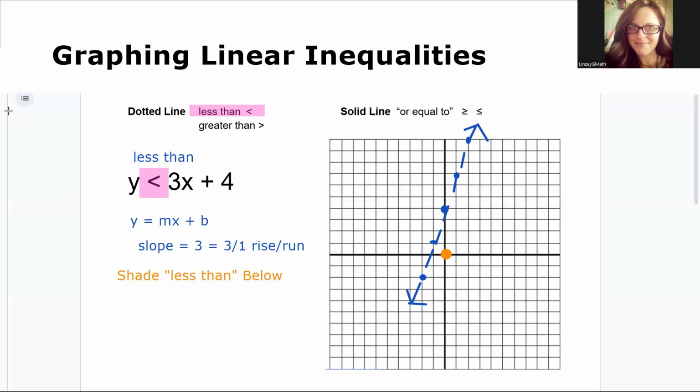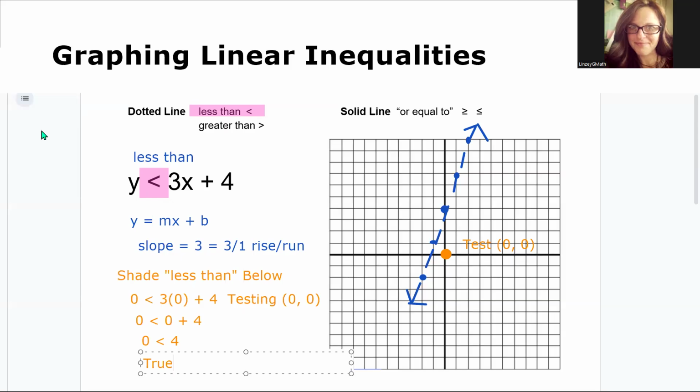I'm going to test the point 0, 0. I'm going to substitute 0 in for y and 0 in for x. Testing the point 0, 0 to see if that is the area I will shade. Substituting 0, 0, we get 0 is less than 4. This is true. So we do want to shade this area below. Y is less than, we'll shade below.